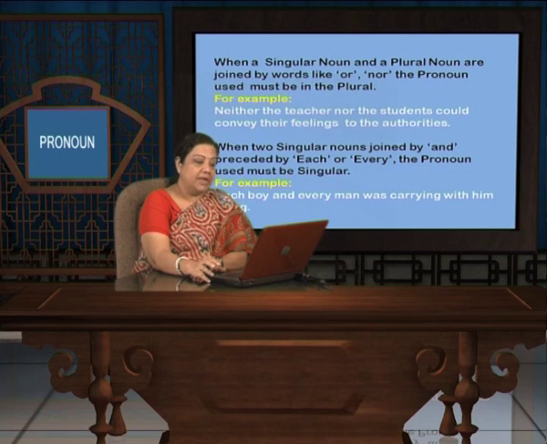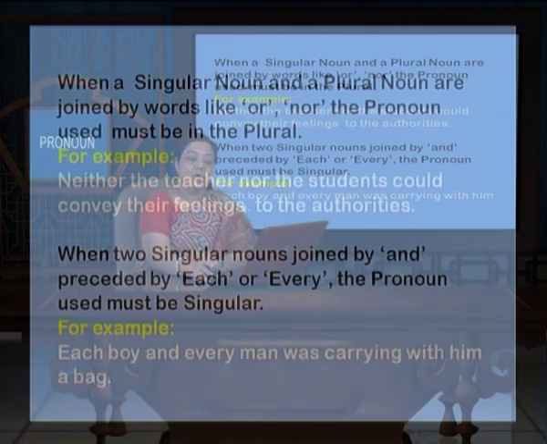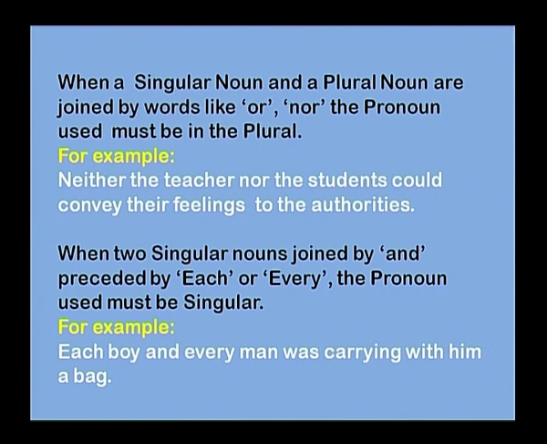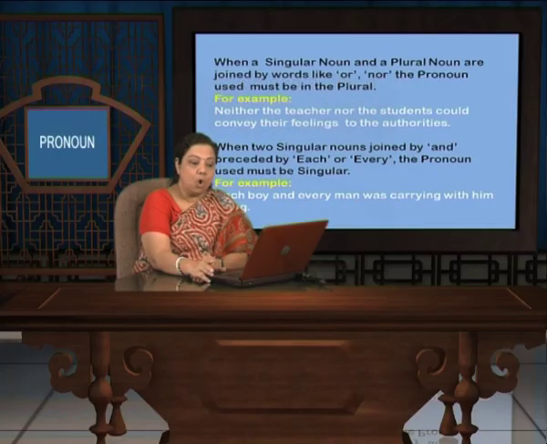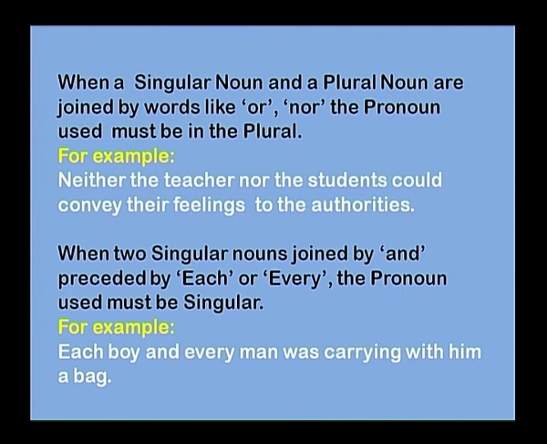Another place where we have to be careful is when a singular noun and a plural noun are joined by words like or, nor. The pronoun used must be in the plural. Let's take a look at this example. Neither the teacher nor the students could convey their feelings to the authorities. We have teacher, a singular noun, and students, a plural noun, joined by neither nor. So the pronoun has to be plural. The students could convey their feelings, it won't be his feelings.